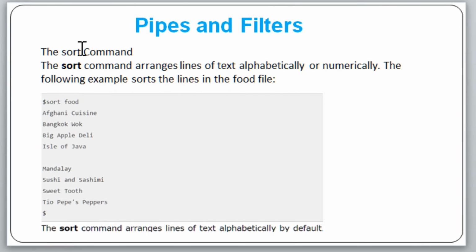The sort command arranges lines of text alphabetically or numerically. The following example sorts the lines in the food file. So we do sort food, and it sorts it here. You can see the example here. By default, it's going to sort it alphabetically. Okay.